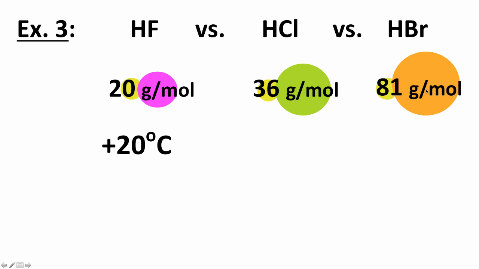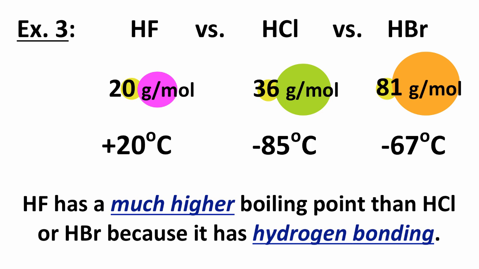And if we look at the boiling points, it's plus 20 degrees Celsius for HF, negative 85 degrees Celsius for HCl, and negative 67 degrees Celsius for HBr. So the increase in boiling point due to size of molecule is true for HCl going to HBr, but even though HF is really small, it has a very high boiling point, kind of out of scale for what we might predict. And the reason is HF has a much, much higher boiling point than HCl or HBr because it has an intermolecular force called hydrogen bonding.